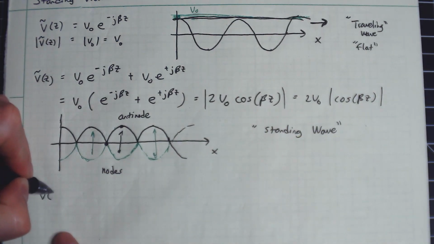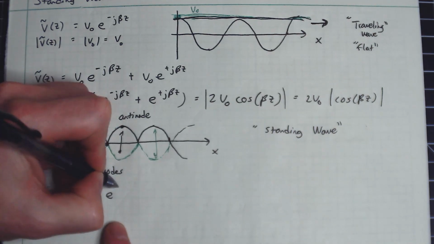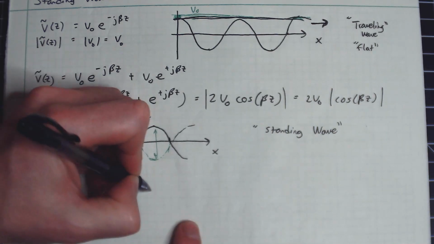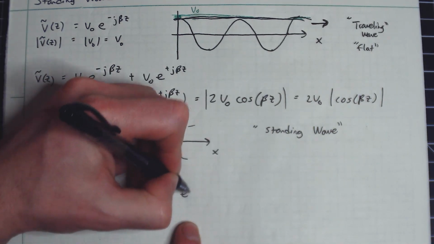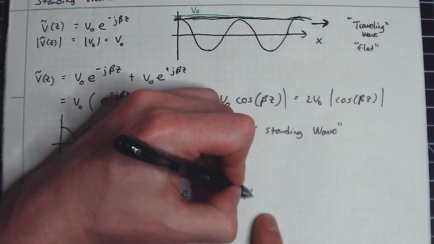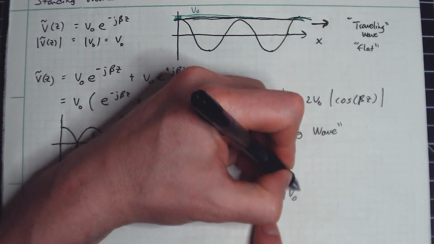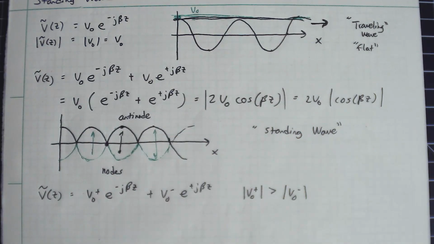So I'm going to write this as V of z is equal to V naught plus e to the minus j beta z plus V naught minus e to the plus j beta z, where the magnitude of V naught plus is greater than V naught minus. So now we have two waves going over, but one wave is stronger than the other. The question now is, what happens in this scenario? What would I see if I were to draw that in real time? What would its amplitude be throughout space?